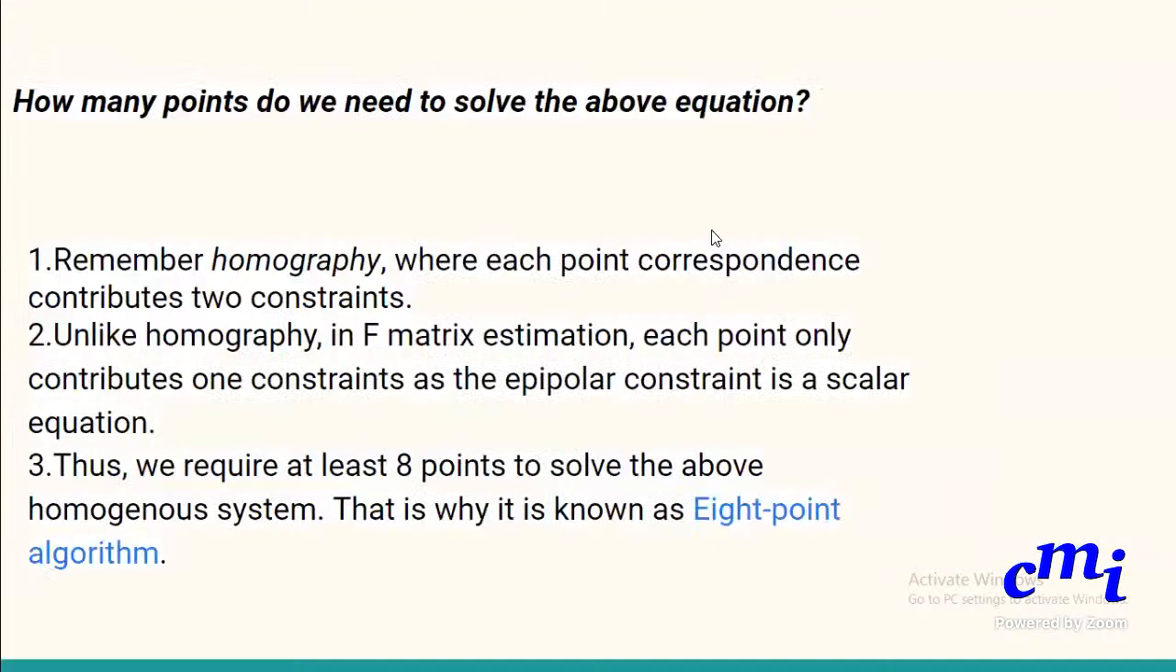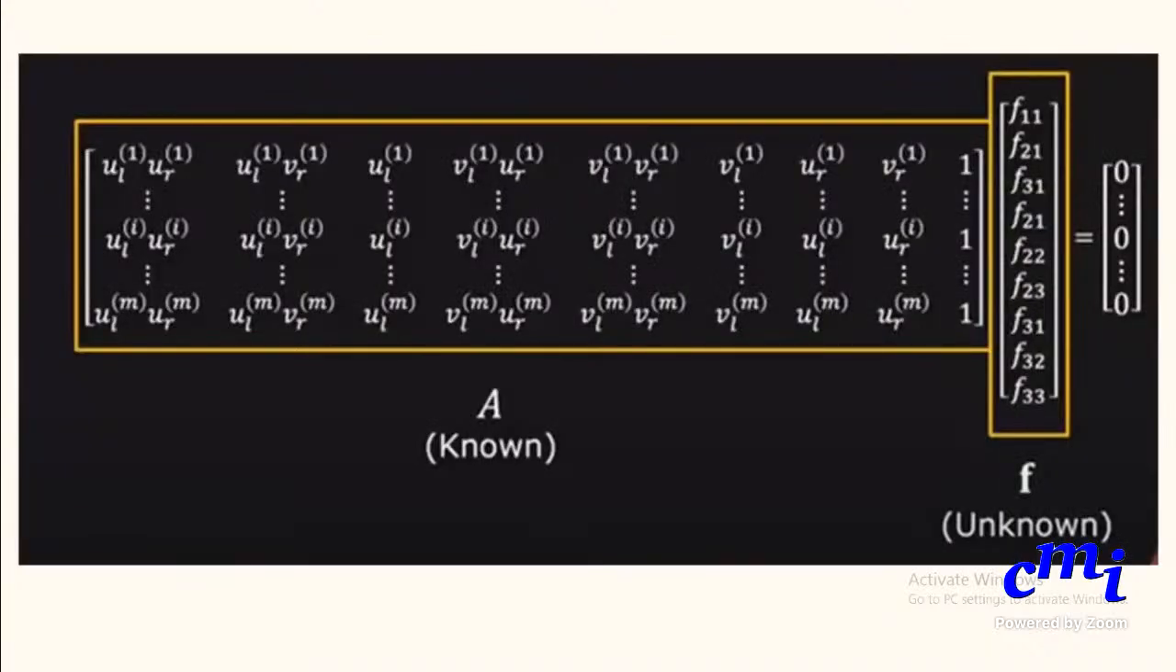So the next question arises: how many points do you need to estimate the F matrix? So in homography, each point corresponds to two constraints. So there we required only 4 points. So here, since each point corresponds to only one constraint, we require a minimum of 8 points to solve this equation. Therefore, it is called the 8-point algorithm. So we can estimate F using this.